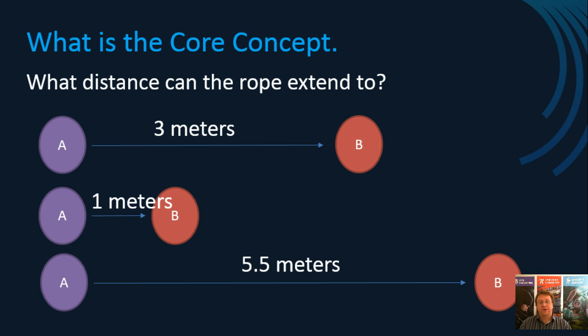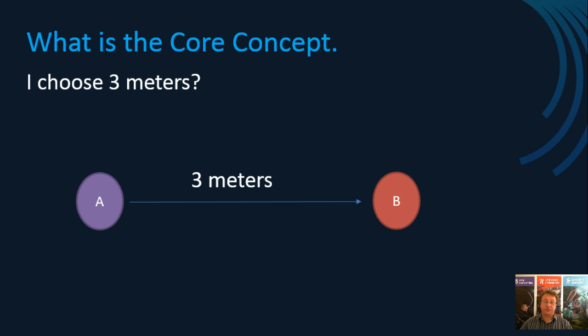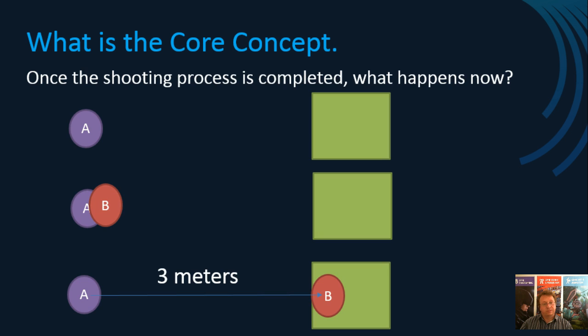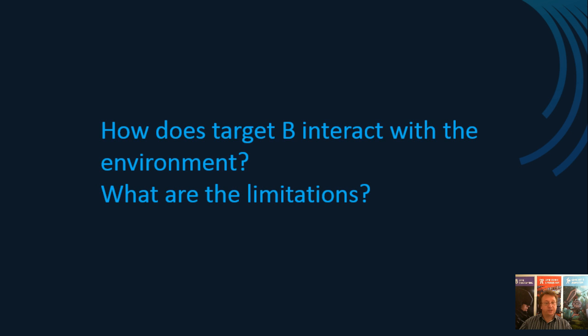So what distance can the rope extend to? Is it 3 meters? Is it 1 meter? Is it 5.5 meters? This is going to shape how we think it's going to interact with the environment. So I chose 3 meters, just to give you a number. Once the shooting process is complete, what happens now? Again, we'll go to this slide. How does target B interact with the environment, and what are the limitations?